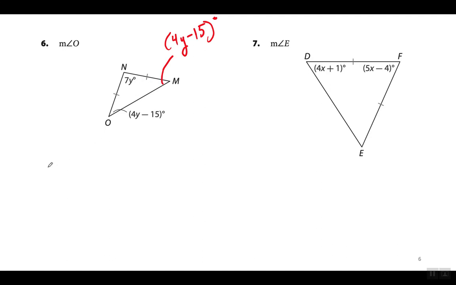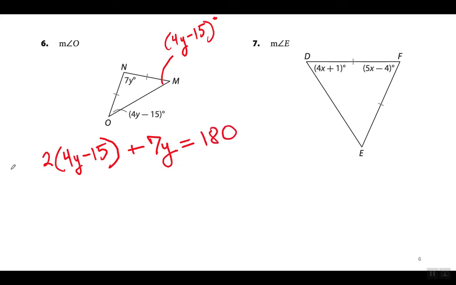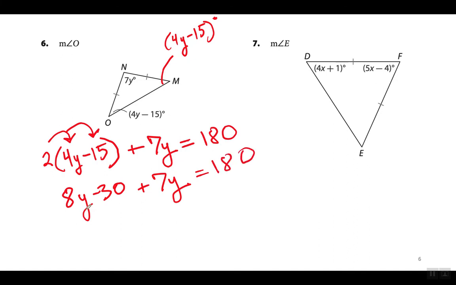And when you add them all up, it has to equal 180. So 2 times 4y minus 15 plus 7y equals 180. Alright, so I'm going to do the distributive property, la propiedad distributiva, and that's going to give me 8y minus 30 plus 7y equals 180. 8y plus 7y is 15y minus 30 equals 180.